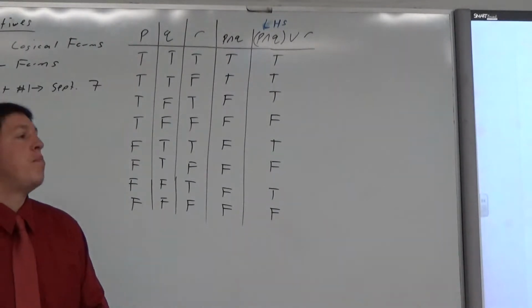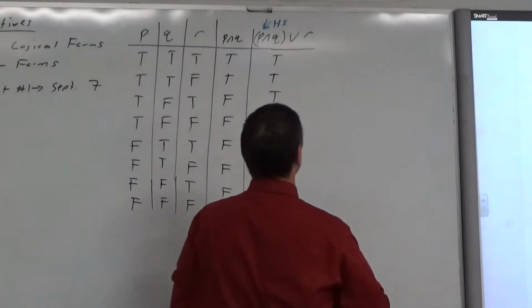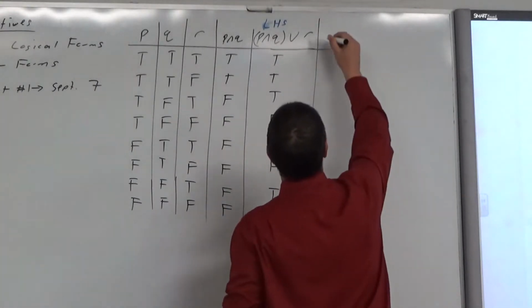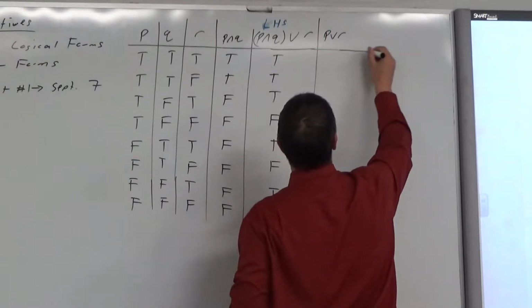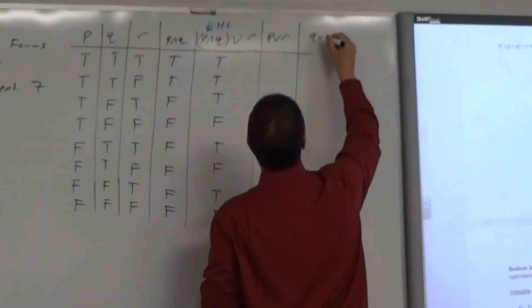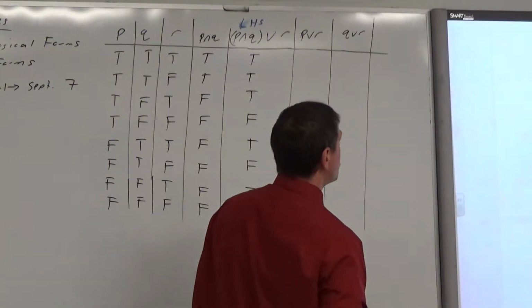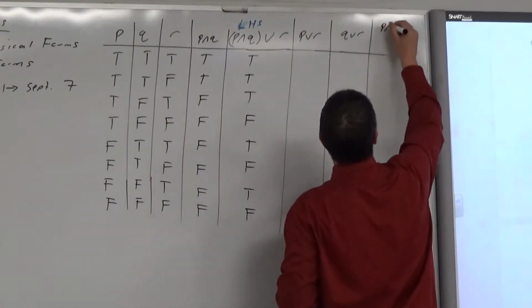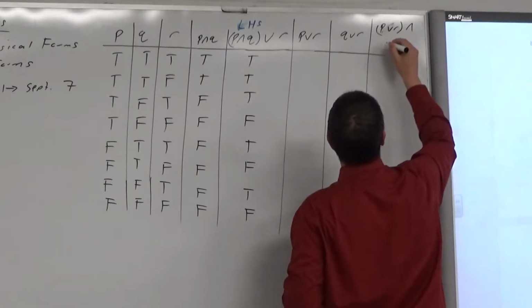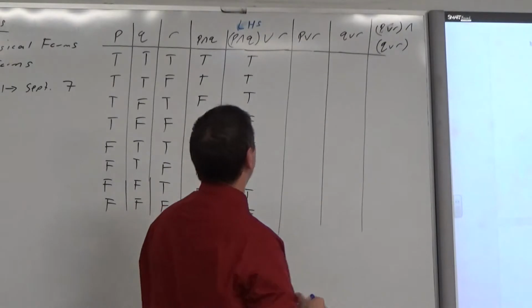Now I have to build the right-hand side. To build the right-hand side, we have our two parentheses. I'm going to work inside the parentheses once again. So we have P or R. Then we also have Q or R. And eventually what we want to get to is (P or R) and (Q or R). And that's going to be our right-hand side.